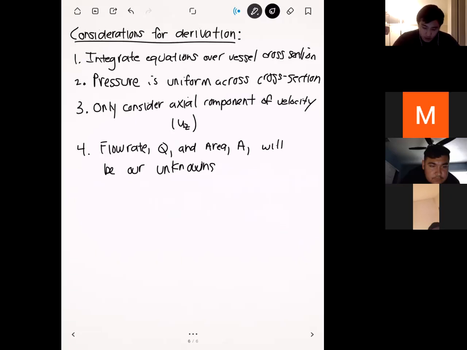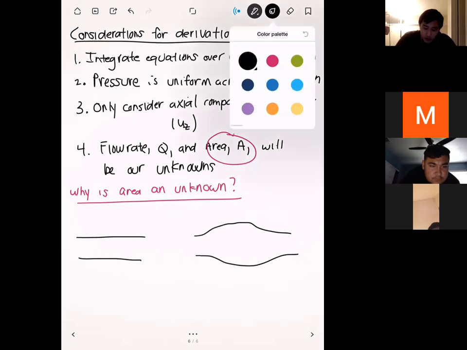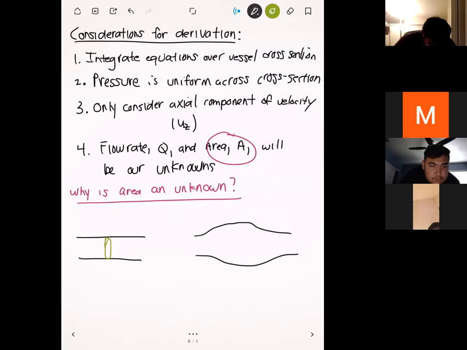All right. And so before we continue on with the derivation, I want to talk about this for a bit, and just discuss why is area an unknown and why is it significant, right? Remember that the A here is the cross-sectional area of our vessel. So if I draw a vessel like this, what can happen, because we know that our blood vessels are flexible structures, is that this blood vessel can either expand or contract, right? And it's going to naturally do that over the course of a heart cycle. So let's say that our vessel is expanding to something like that. Okay. And so our cross-sectional area might go up like that.